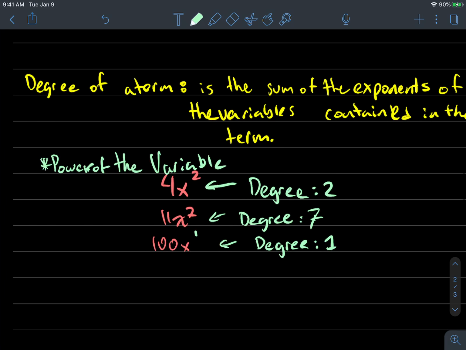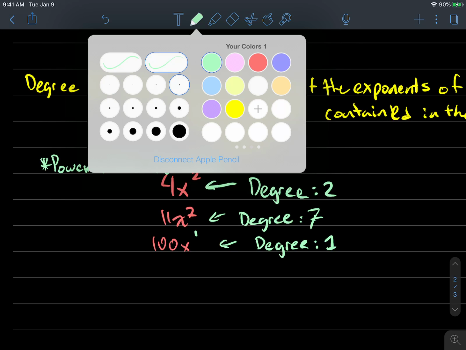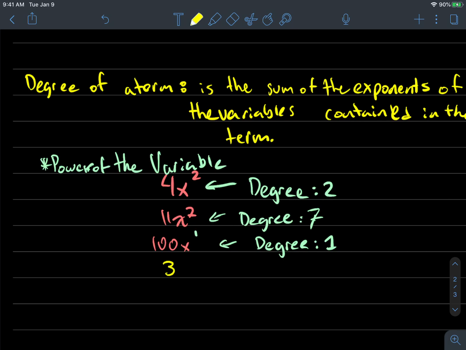All right. And if you have just a number, just like we said before, let's say we have 35, the degree is 0. Okay?